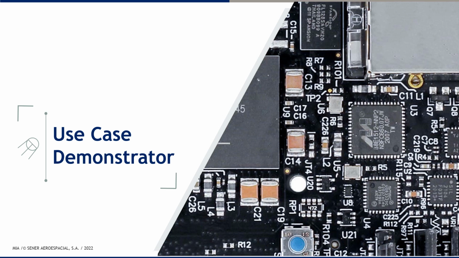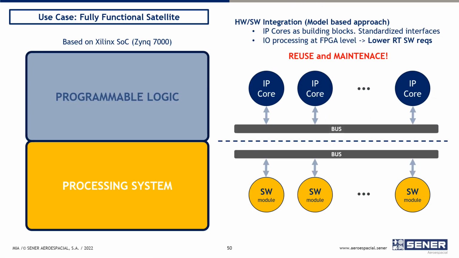Finally, let's have a look at the use case we have used to test MIA. As mentioned previously, we deployed MIA on the Xilinx Zynq 7000. So this diagram shows the 2 domains of the board, the processing system and the programmable logic. Thanks to the modular architecture of MIA, the blocks, both software and FPGA, are conceived as interchangeable modules connected through a bus.